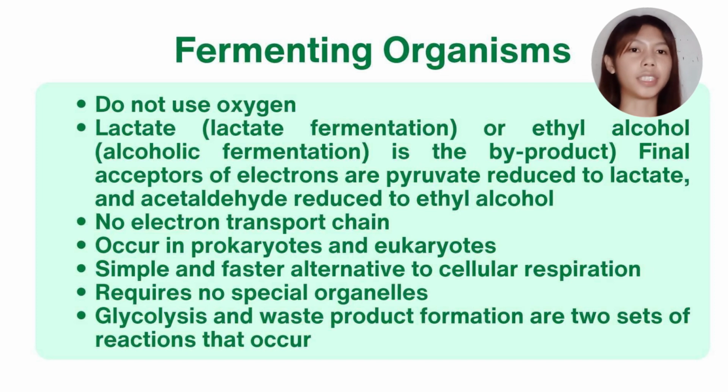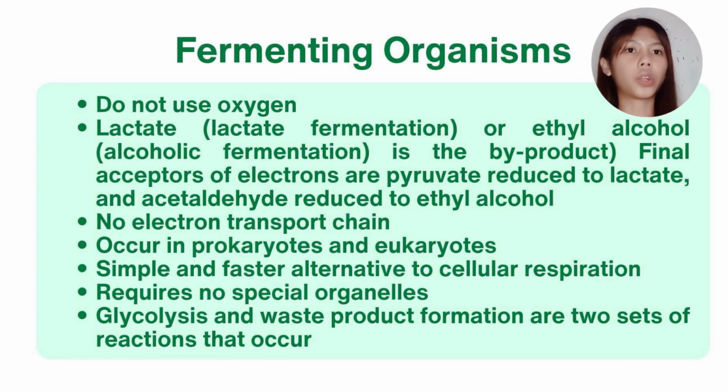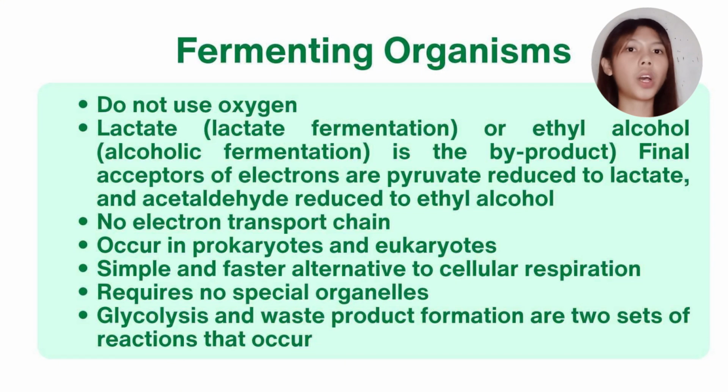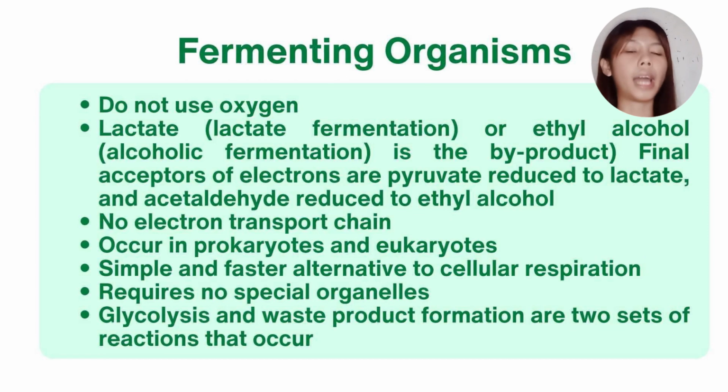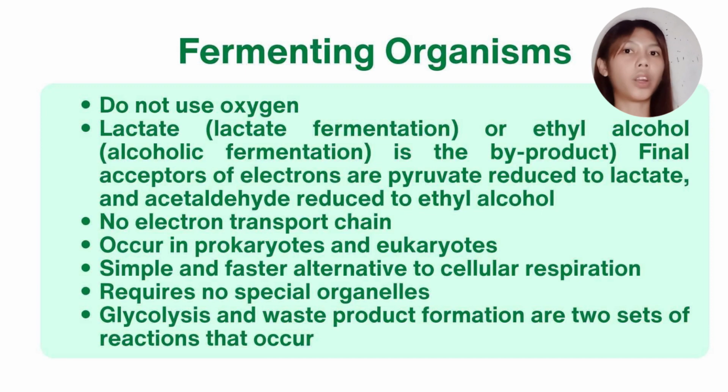First, they do not use oxygen. Fermentation is an anaerobic process, meaning it occurs in the absence of oxygen. Fermenting organisms do not use oxygen as their primary electron acceptor during cellular respiration. Instead, they rely on other molecules or ions to accept electrons generated during the breakdown of organic compounds.